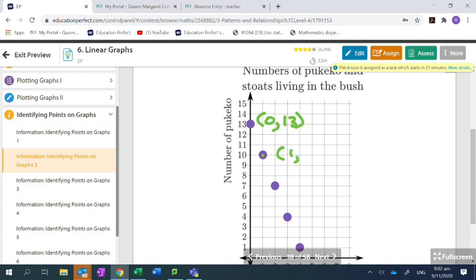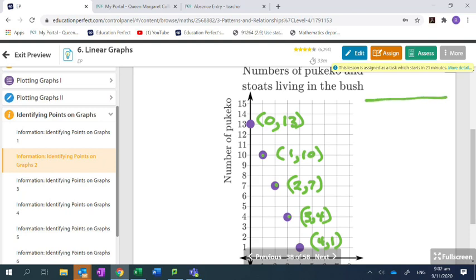1, comma, 10. Second one, I went to the right 2 and up 7. So that's 2, comma, 7. Next one, I went to the right 3 and up 4. 3, comma, 4. Then the last one I went to the right 4 and up 1. So 4, comma, 1. All right?